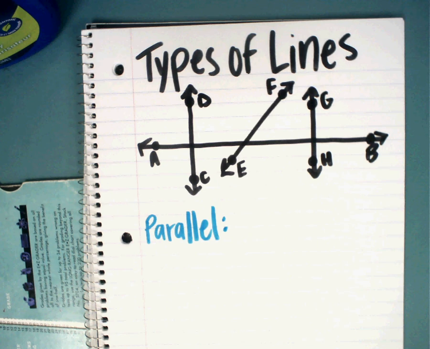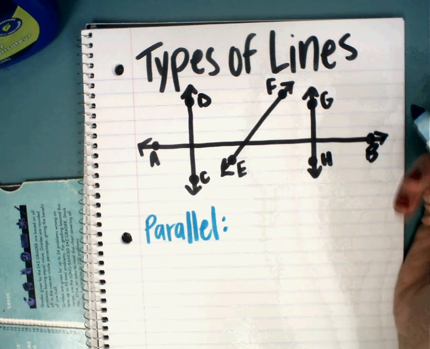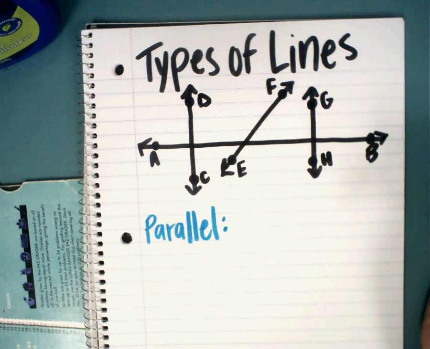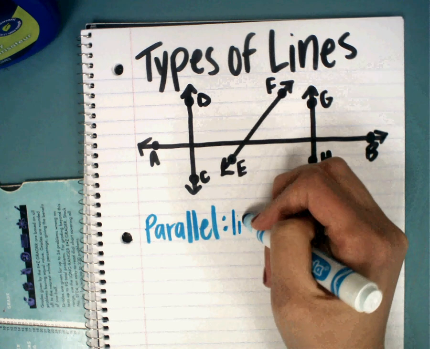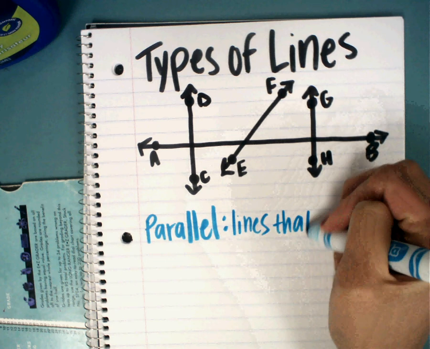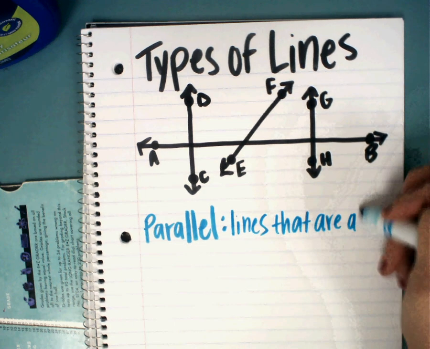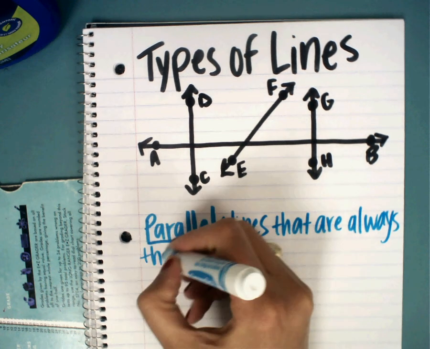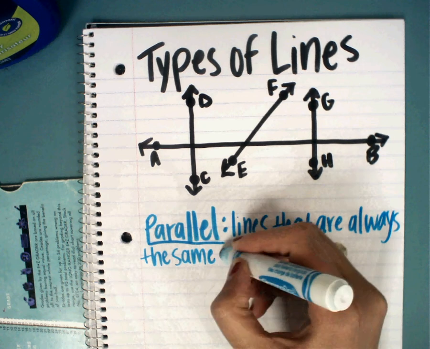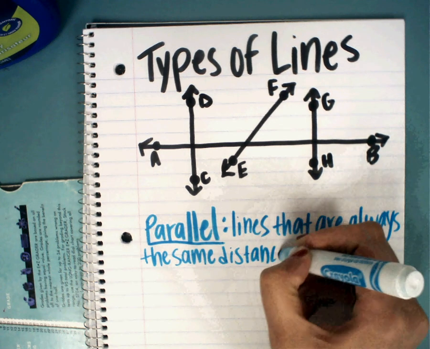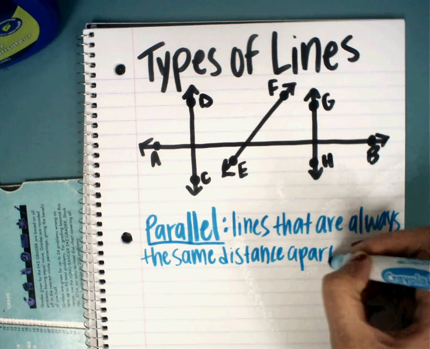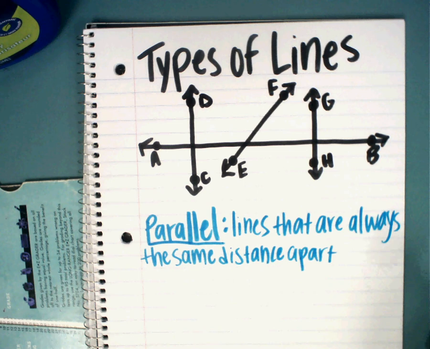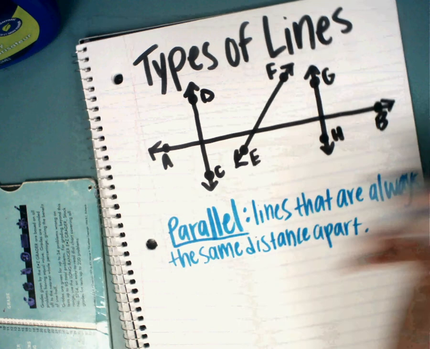So parallel lines, let's write a definition for them. We're going to write that parallel lines are lines in a plane that are always the same distance apart. Lines that are always, let's underline this, the same distance apart. Okay? They never intersect. Never intersect.